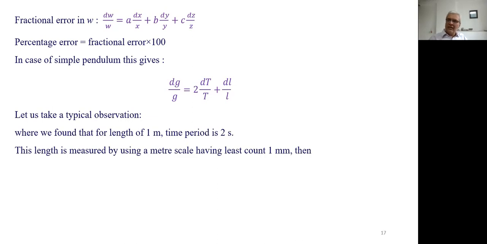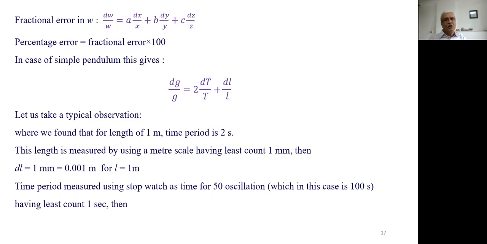So the length of the string of the pendulum is measured using a meter stick. A meter stick has the smallest measurement of 1 millimeter. So my length measurement is accurate up to 1 millimeter. 1 millimeter is 0.001 meter. So if I am calling that dL, dL is 0.001 meter, whereas L is 1 meter. So this gives me dL upon L as 0.001.